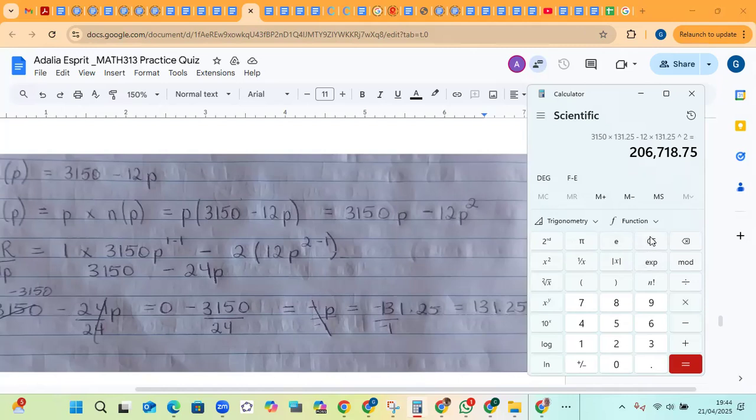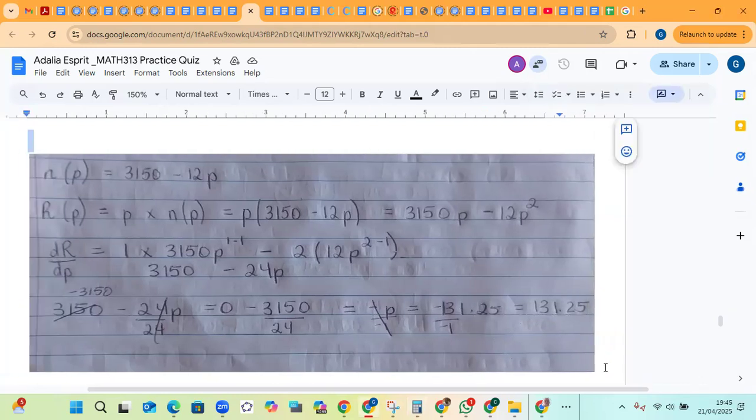And let's verify 300. So you have 3,150 times 300, subtract 12 times 300 raised to the power of 2. And you can clearly see it has decreased. So $141.25 will give you the maximum revenue. So this is correct.